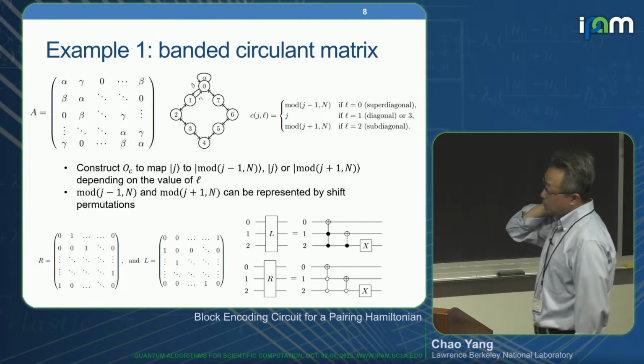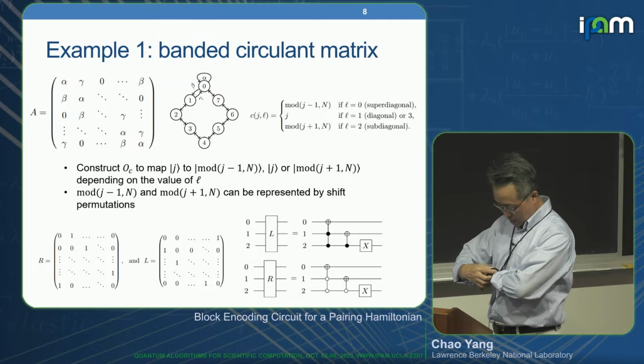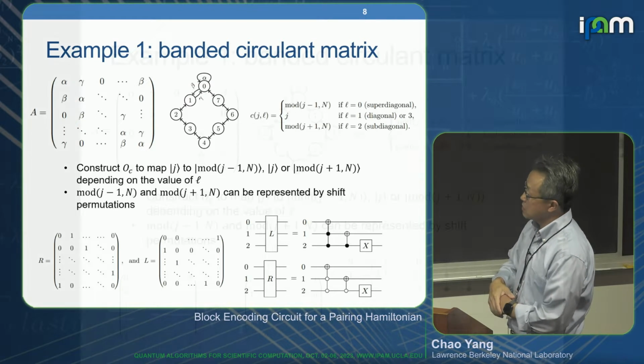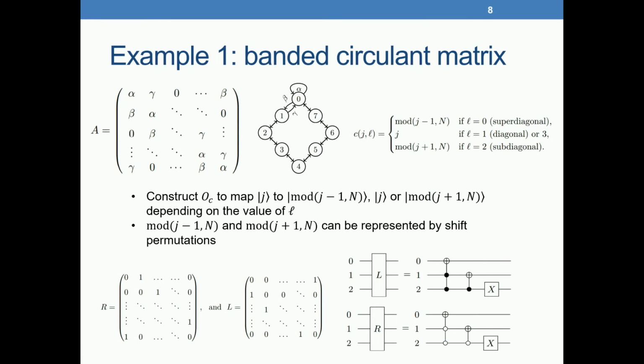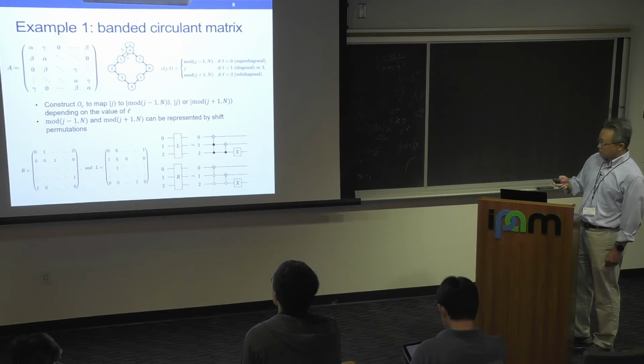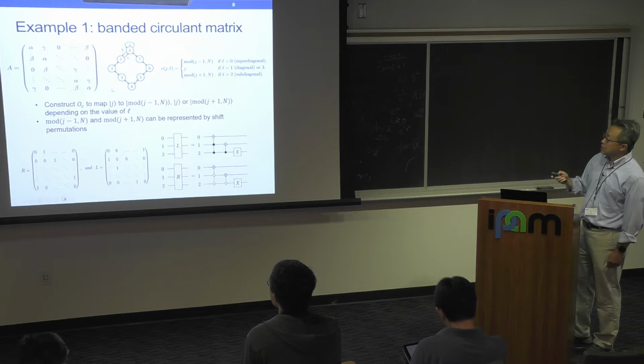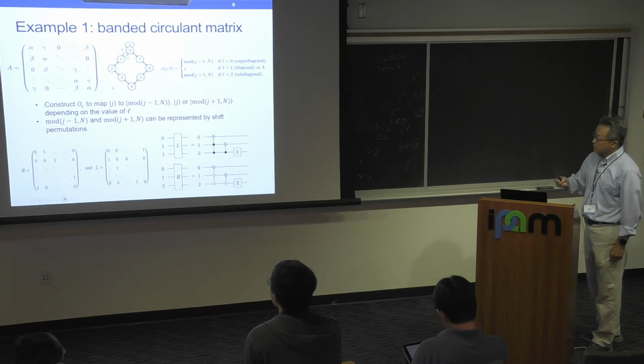Now I'm going to quickly give a couple of examples that we had in the paper. One is this banded circulant matrix. The matrix is determined by its first column, and you simply permute that. The non-zero structure can be described by the adjacency graph, which is cyclic in this case.